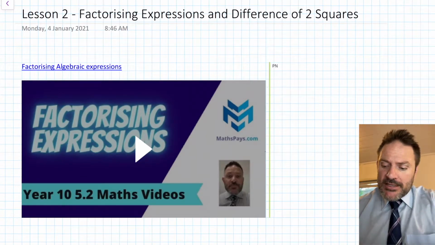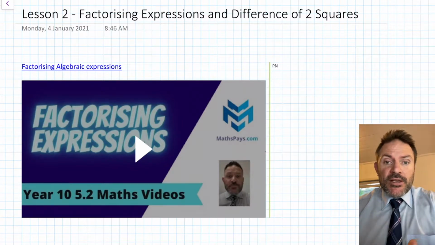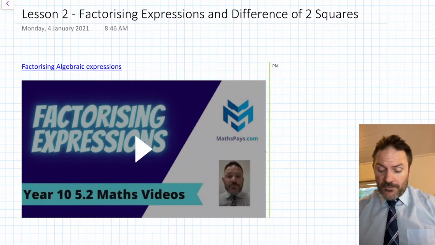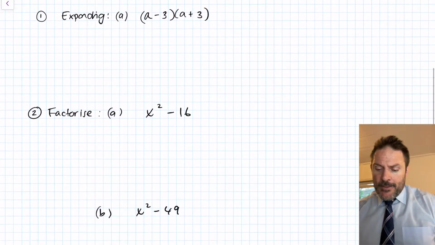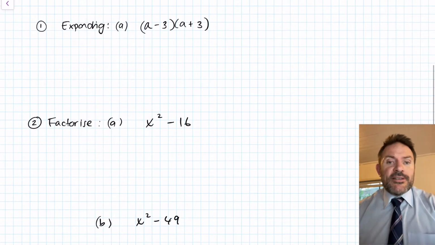Today, we've been factorizing expressions, but now we're going to move on to difference of two squares. So it's a bit of a revision. I think you may have done this a little bit in year 8. Hopefully you remember how to do this. So first of all, instead of factorizing, we're just going to revise expanding.